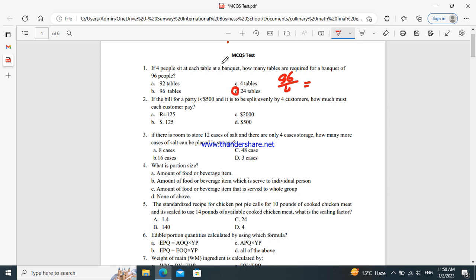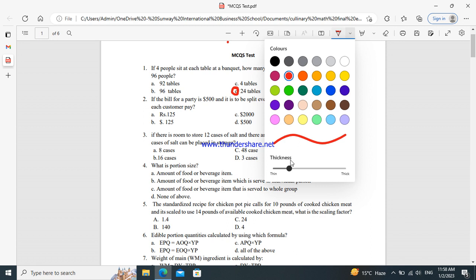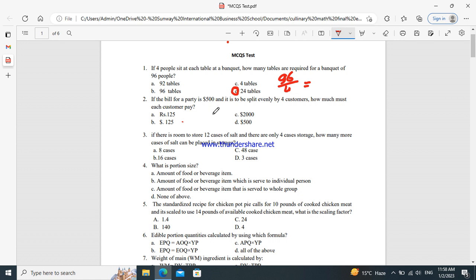Okay, and next one we have: if the bill for a party is $500 and it is to be split, meaning divided evenly into different portions, by four customers, how much must each customer pay? For the calculation, $500 divided by how many customers we have, four customers, and the result will be option B. Therefore, $125 is the correct answer. Now move on.